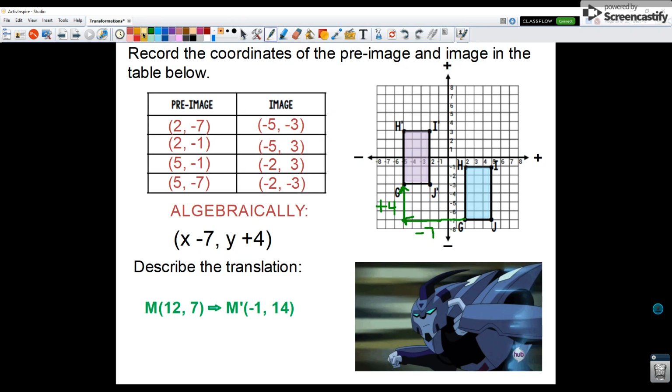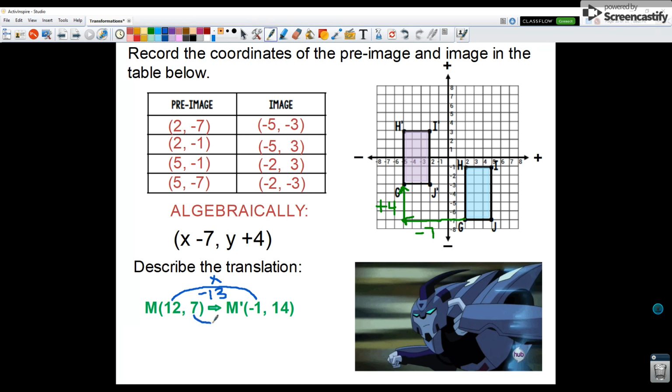Now let's look below here as to what's occurring from one to the other. Here it gives me a pre-image of M. That coordinate is at (12, 7). And the image, or M prime, is at (-1, 14). So what happened with my x values to go from 12 to a negative 1? Well, 12 minus 13 actually gets me to negative 1. So that's affecting my x values. They go left 13 units.